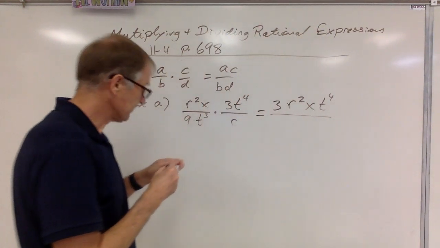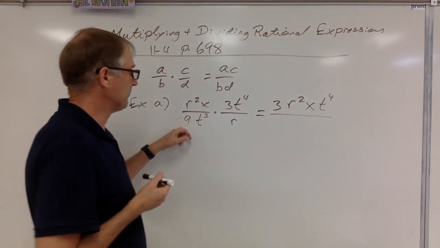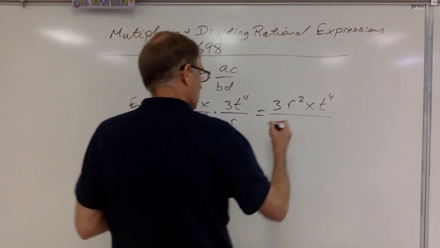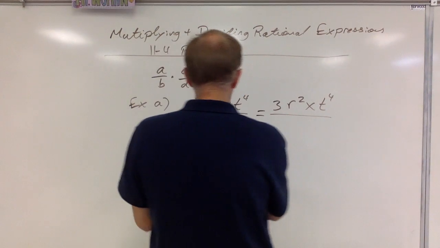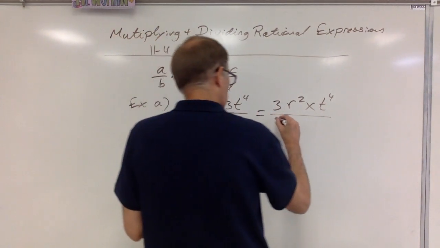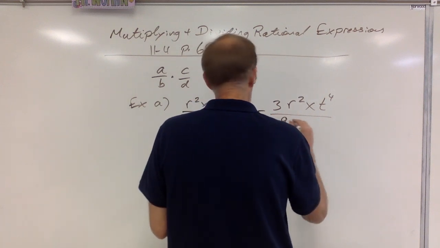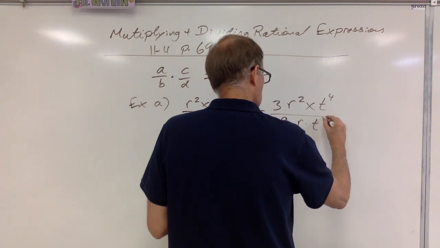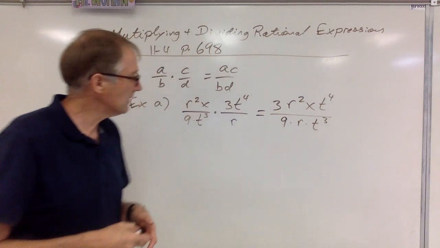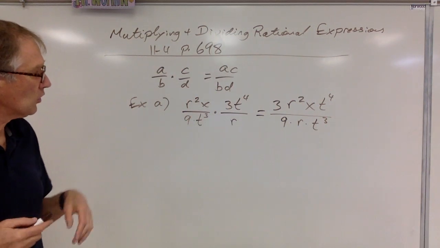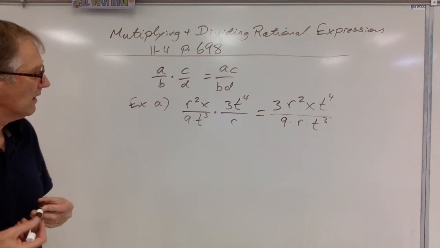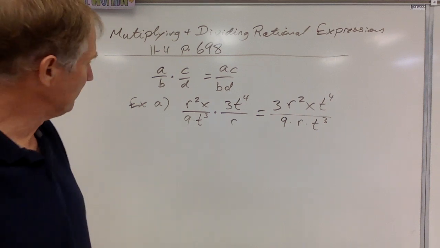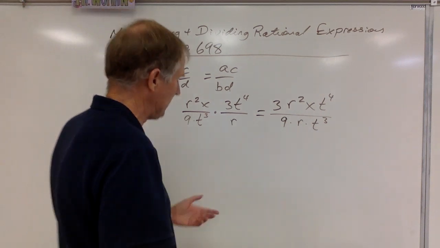And down here, it doesn't matter what order you write these things. I'm going to write it in the same order I have over here. So this is going to be 9 times r times t cubed. Now, let's write these things in terms of the GCF, the common factors.